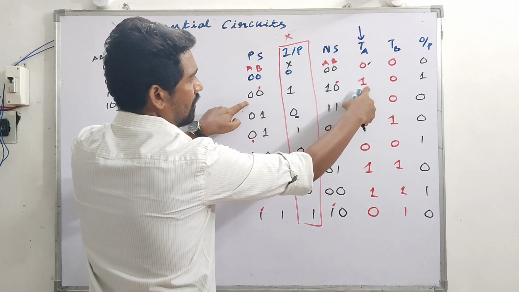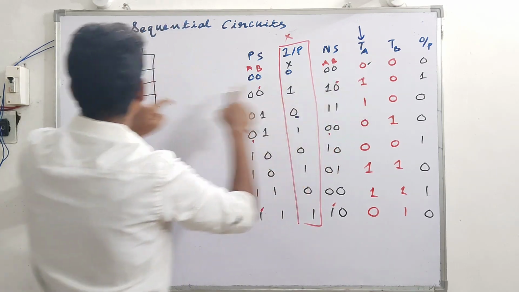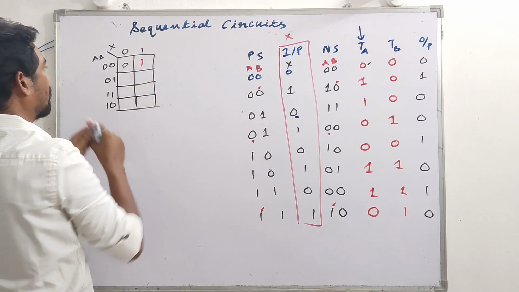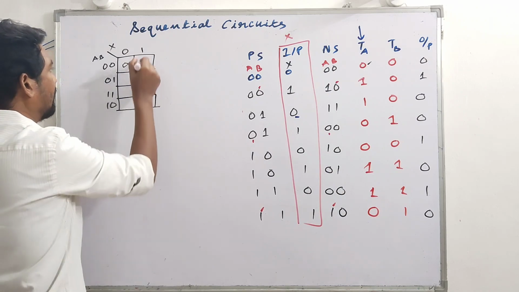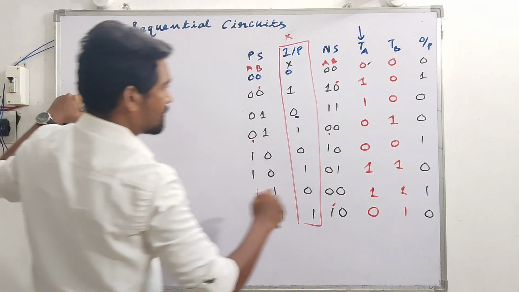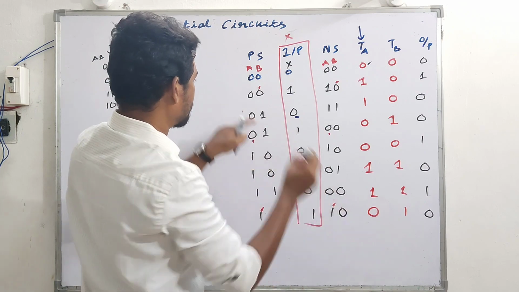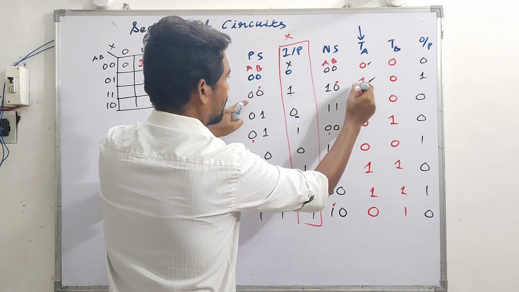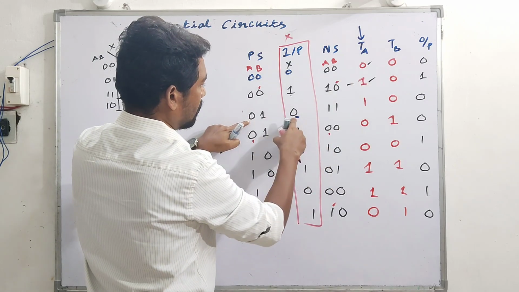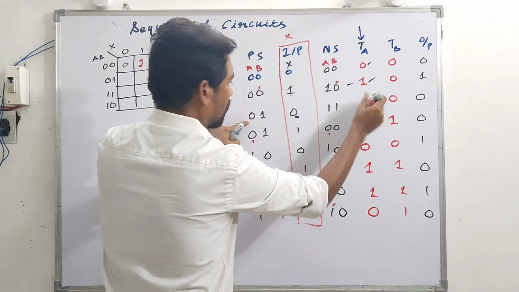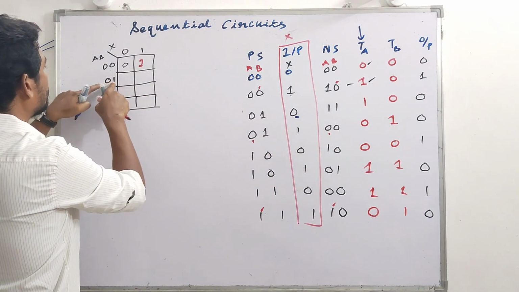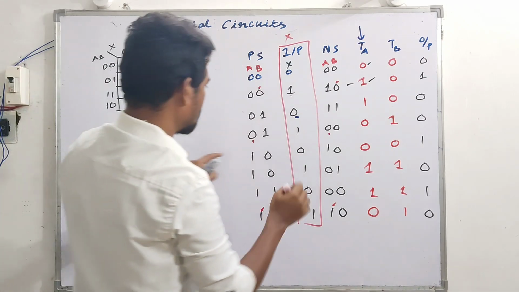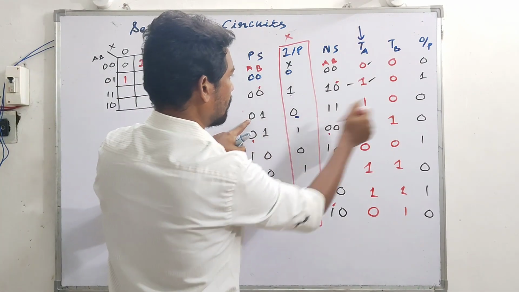For 0 0 1, we have a 1. Where else? I'm done with this line. Now 0 1 0, we have a 1 over here. 0 1 0, we have a 1. I'm done with this one.